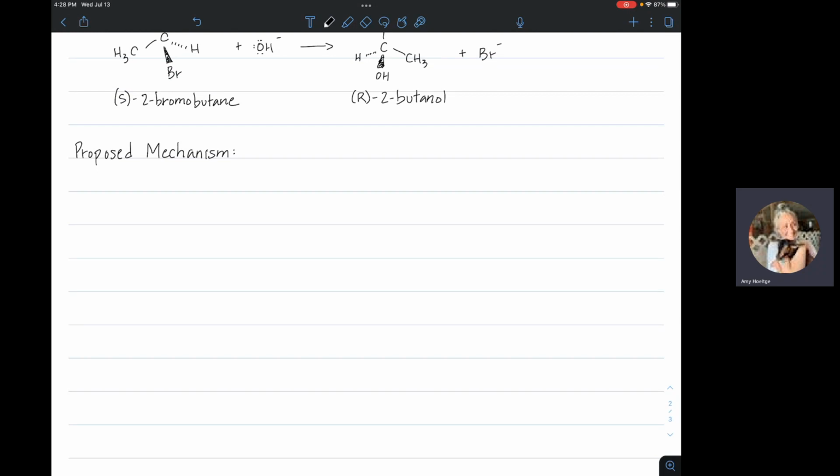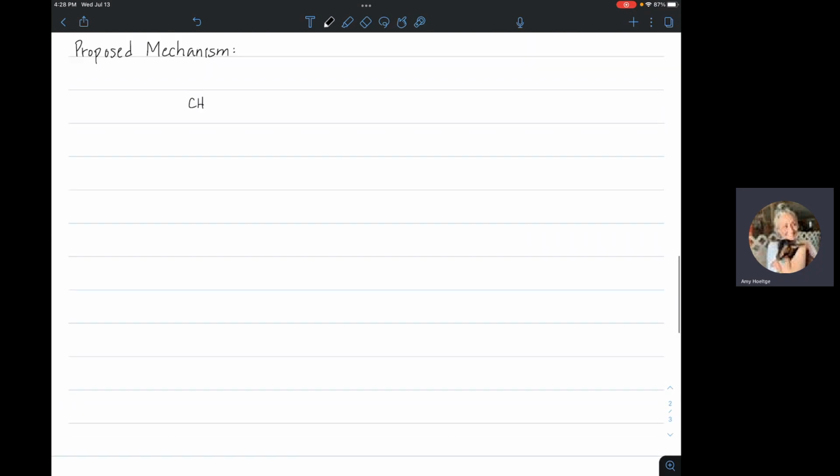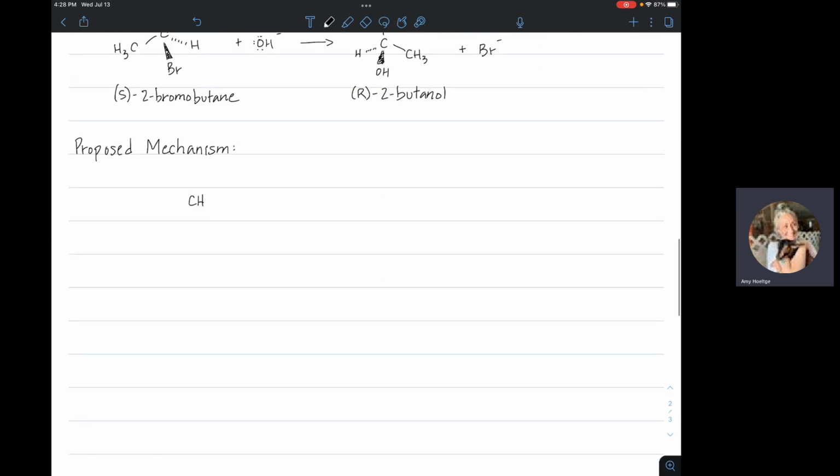So in order to get the substitution with an inversion of stereochemistry, we draw this out like this, and we say that the hydroxyl group is going to come in and attack the backside of the carbon that bears the leaving group, and the leaving group is going to leave. And this is going to happen all in one step.